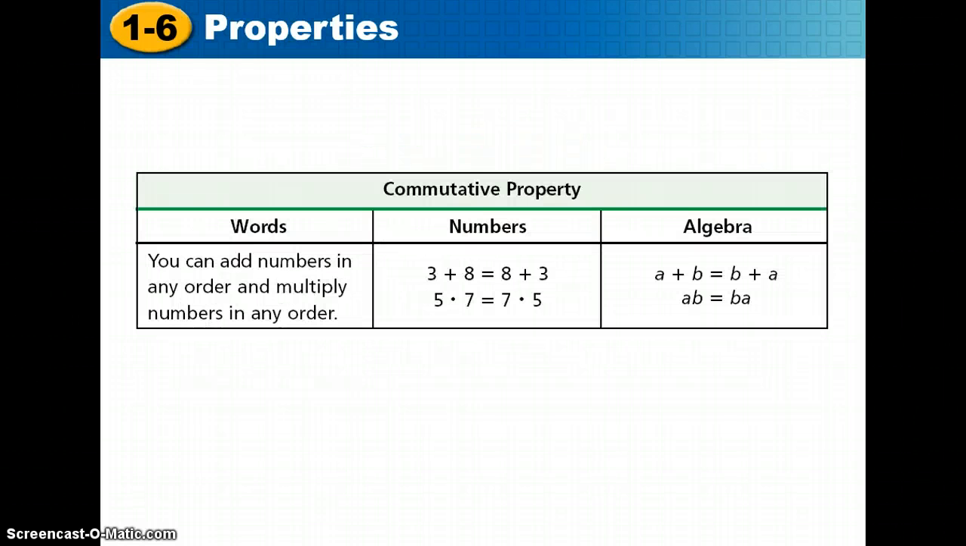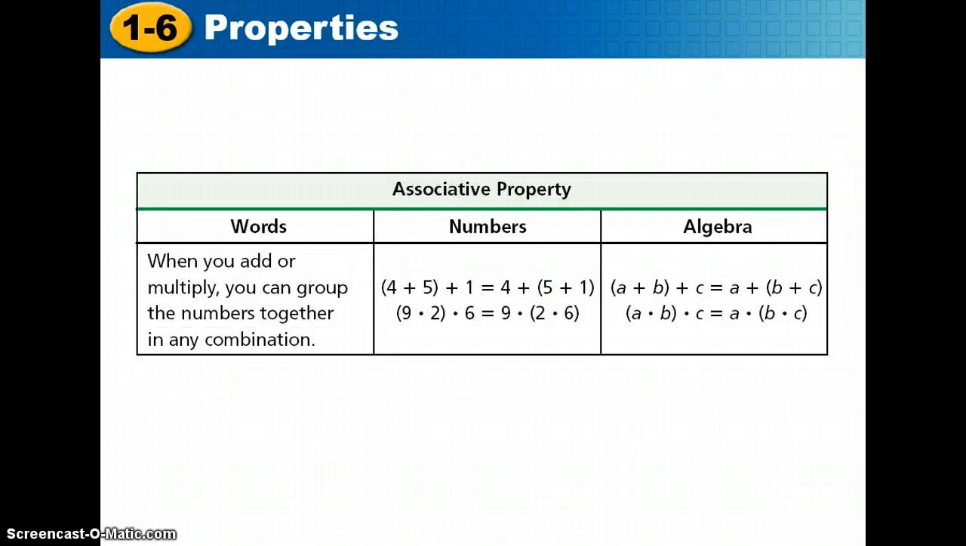Quick review: the commutative property says that I can add or multiply numbers in any order. I can also show this algebraically because no matter what number I plug in for A on the left side, it's the same number I'm going to plug in for A on the right side. And the same goes for B. So whatever two numbers I add on the left side, if I switch the order from A plus B to B plus A, I'm going to get the same answer. And the same applies for multiplication.